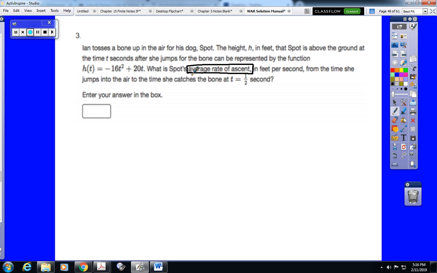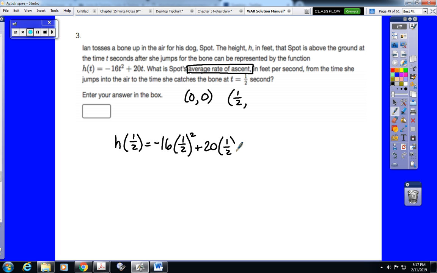In feet per second from the time she jumps into the air, which would be 0, and her height is 0 when she jumps, to the time that she catches the bone at t equals 1/2. Well, that means we need to know how high that dog is at 1/2. So we need to know the value of h of 1/2. So that's the first thing we do, is we figure out that value by plugging 1/2 into the function.